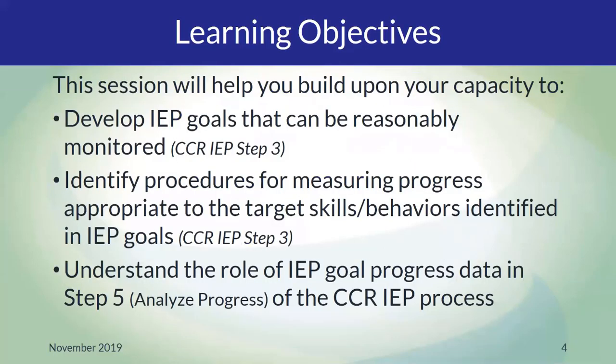Our learning objectives today are to develop IEP goals that can be reasonably monitored, as well as identifying procedures for measuring progress appropriate to the target skills and behaviors identified in the IEP goals. And we want to understand the role of IEP goal progress data in step 5, analyze progress of the CCR IEP process. By the end of the session, we hope to increase your awareness of how to approach planning for monitoring progress toward IEP goal attainment.